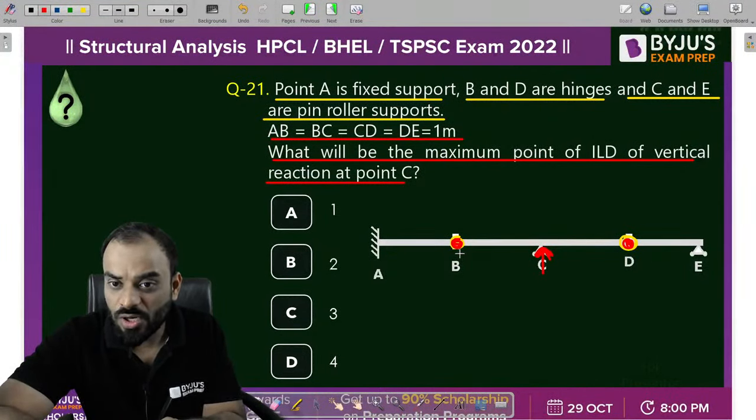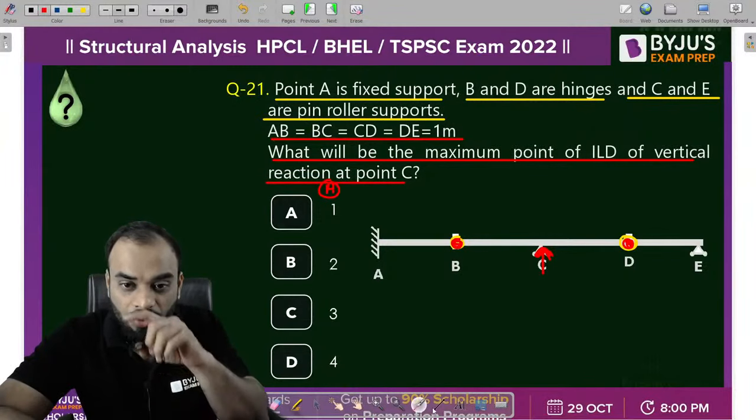Okay. So how it is trying to, means what should be the maximum value of the ordinate of the ILD? Tell me guys. What will be the maximum point of ILD of vertical reaction at point C? You need to draw the, there's something mistake over here. Yes, I think there is something missing over here, guys. The keyword is missing. I think the reaction should be reaction at A.